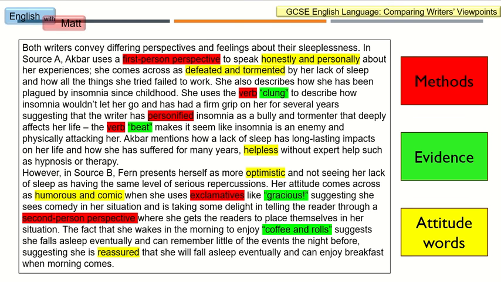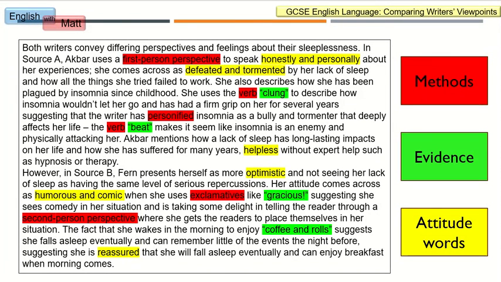Akbar mentions how a lack of sleep has long-lasting impacts on her life and how she has suffered for many years, helpless without expert help, such as hypnosis or therapy. However, and that connective there is quite good because it shows that comparison. However, in source B, Fern presents herself as more optimistic and not seeing her lack of sleep as having the same level of serious repercussions.